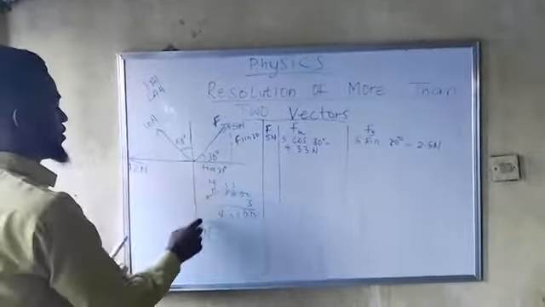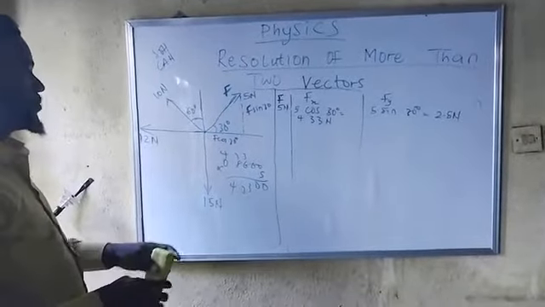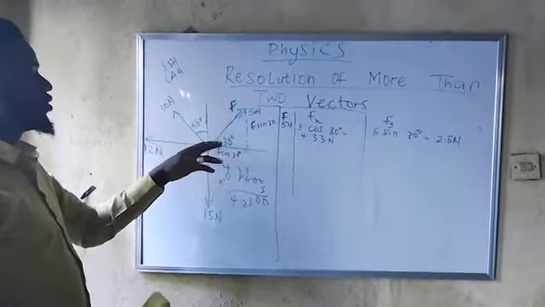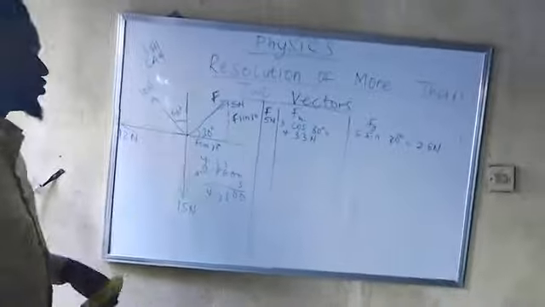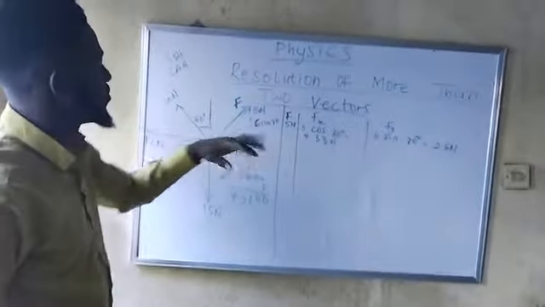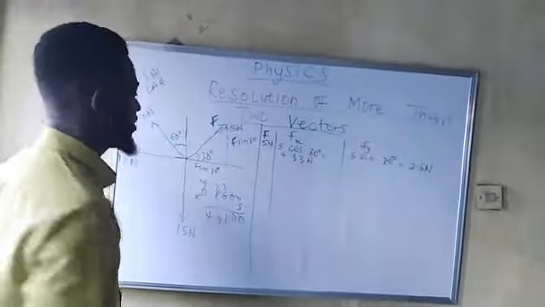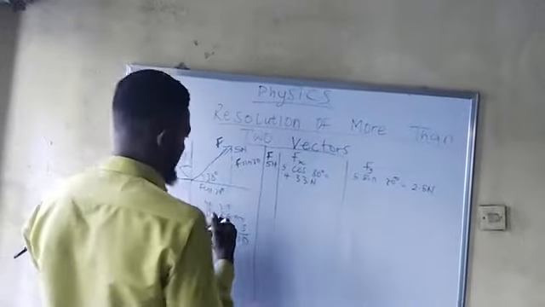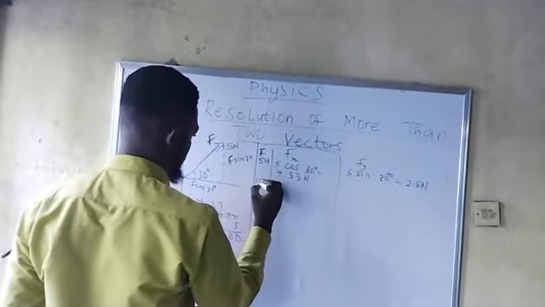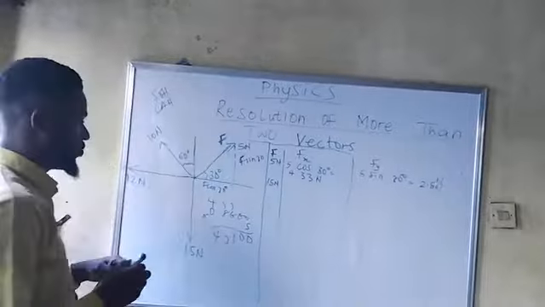The next one is the 15 Newton force. Now we're going to try and resolve this vertically and horizontally. But in view of this, once you consider the angle it makes with the horizontal, f of x is always cos and f of y is always sine. So in view of that, for the 15 Newton, let's consider what angle it makes with the horizontal.